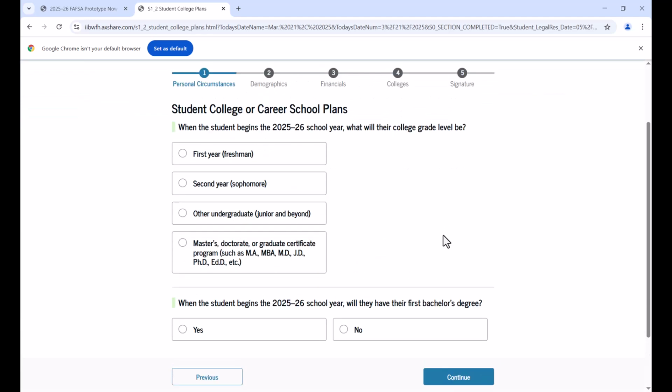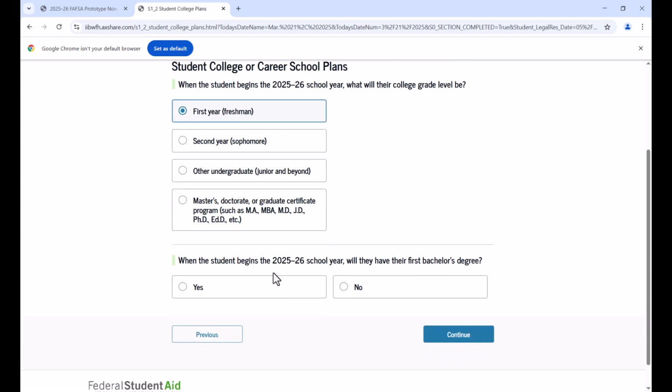It is then asking, when the student begins the 2025-2026 school year, what would their college grade level be? So if they would be a freshman, a sophomore, and beyond, we're going to select freshman here. And then lastly, it's asking, when the student begins the 25-26 school year, will they have their first bachelor's degree? And we're going to select no here.